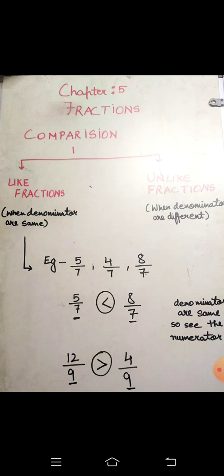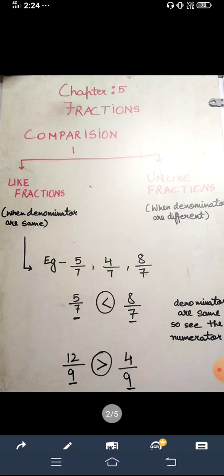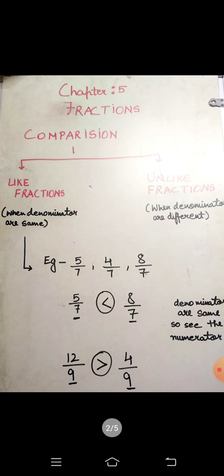Now let's come to another question. 12 upon 9 and 4 upon 9. Here also the denominators are same. Now you can see the numerators, 12 or 4. Which one is greater? 12. Yes, you are correct. When the numerator is bigger, the whole fraction becomes bigger. So in like fractions, the denominators are same, so we see the numerators.